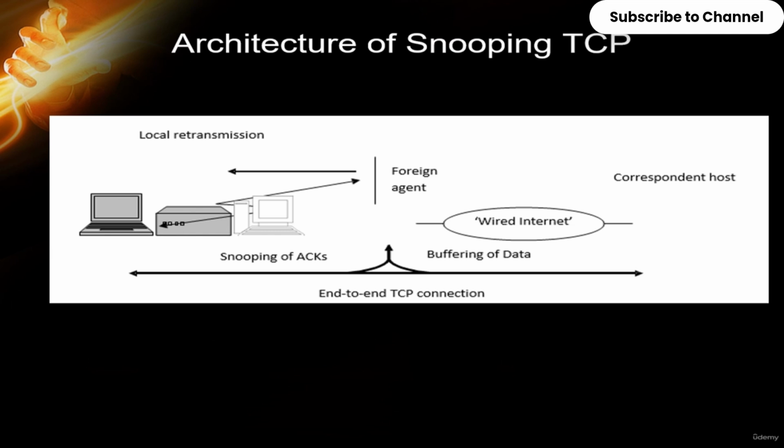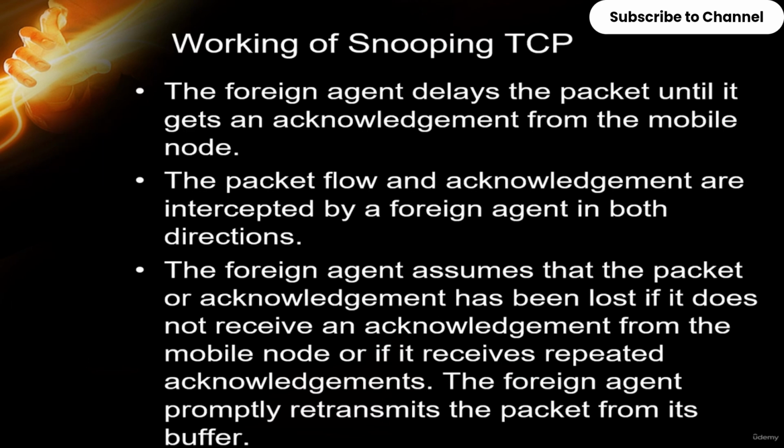Here the server and the wired network or the corresponding host do the buffering of data with the help of the foreign agent. We will see the actual role of this foreign agent. The foreign agent delays a packet until the acknowledgement is received. That is, a sender is sending a message and a receiver is receiving the message, and the acknowledgement needs to be sent between both. If any acknowledgement is delayed, then it buffers the packet. The foreign agent plays a major role in buffering the packet.